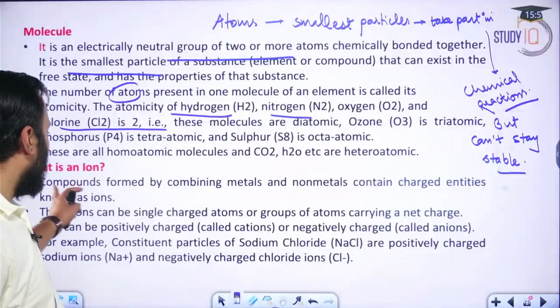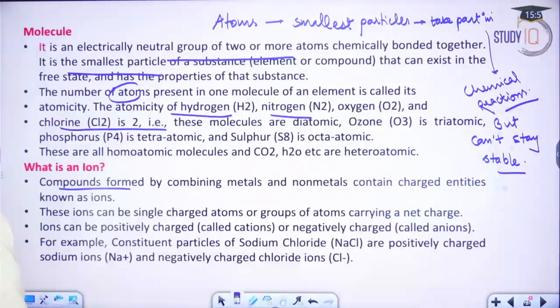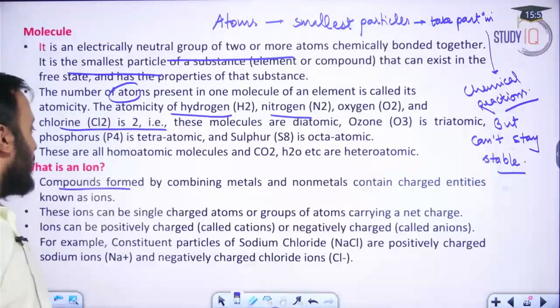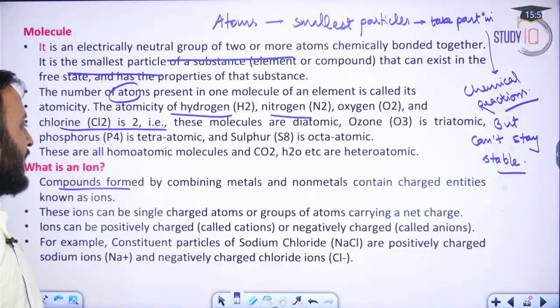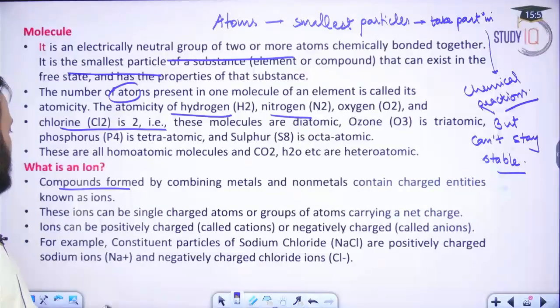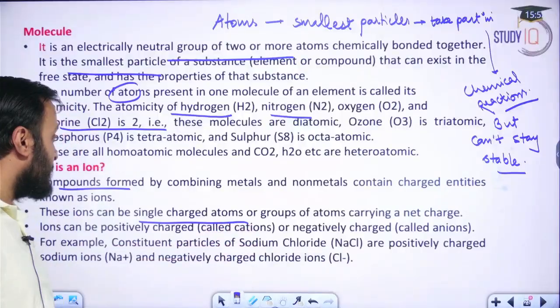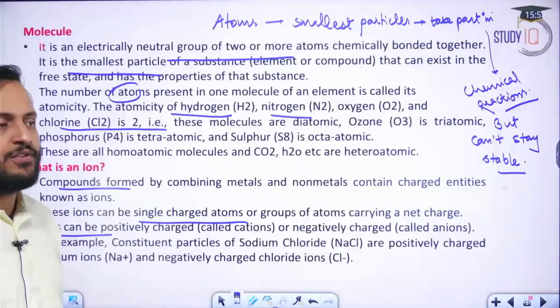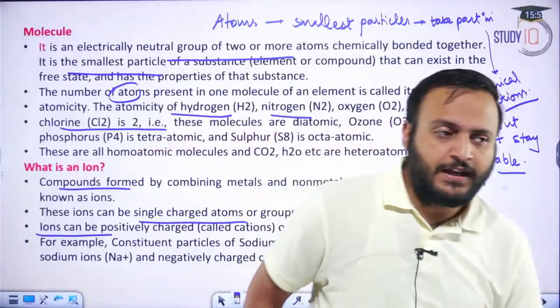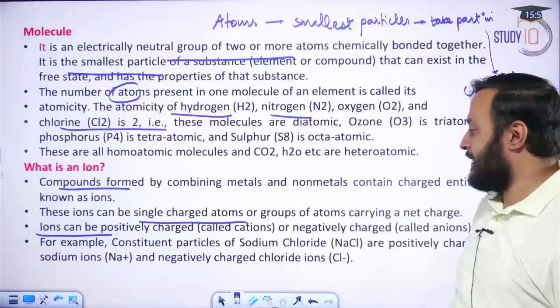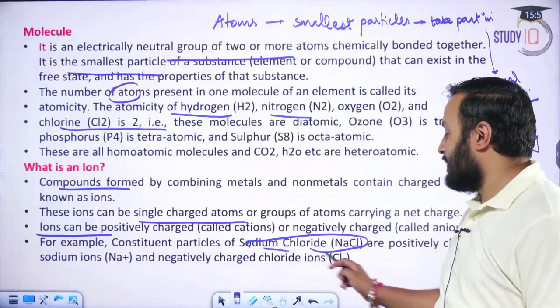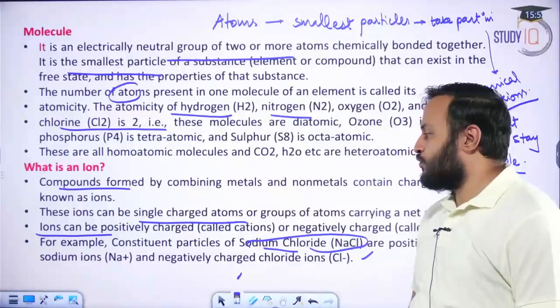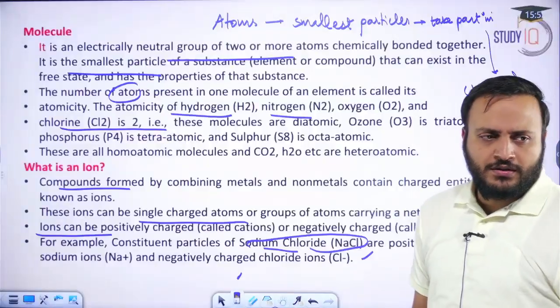Now, if we talk about the ion, what are ions? So compounds are basically formed by combining metals and non-metals. Okay, so what are the ions? Metallic as well as non-metallic entities together. Okay, these ions can be single charged atoms or groups of atoms carrying a net charge. Guys, come on, very simple. Anything that is an ion either takes part in the reaction actively or passively. For example, the constituent particles of sodium chloride, that is the common salt, table salt, are sodium as well as chlorine.